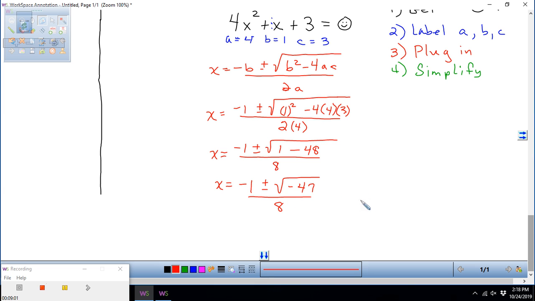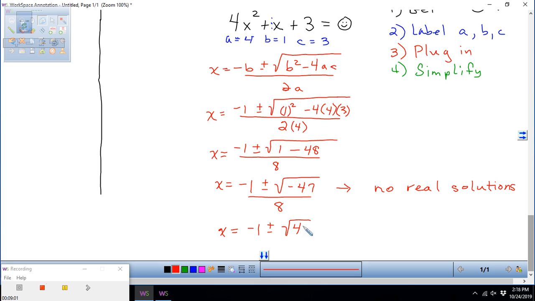And as I simplify this, I see that I have a -47 under the radical, which you cannot have. So you have two options. If the problem just wants to know the real solutions, you would just say no real solutions. Your second option, if it's asking you to find the imaginary solutions or the complex numbers, is you would call this x equals -1 plus or minus square root of 47.